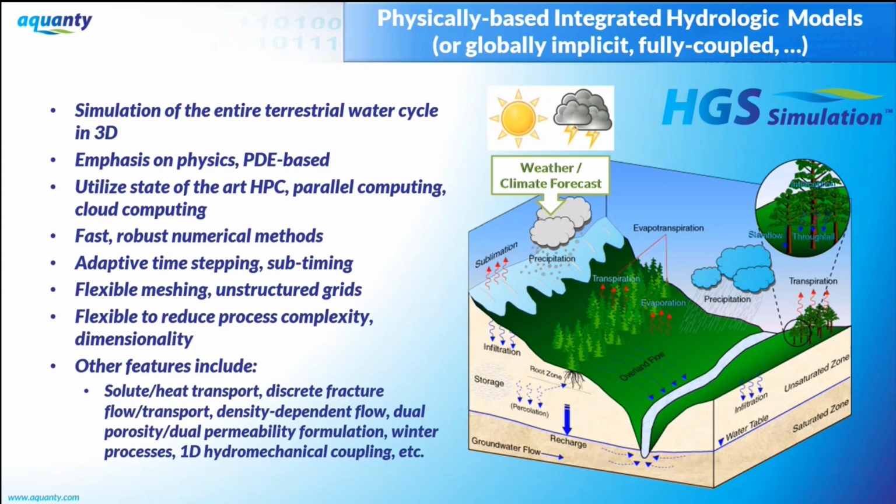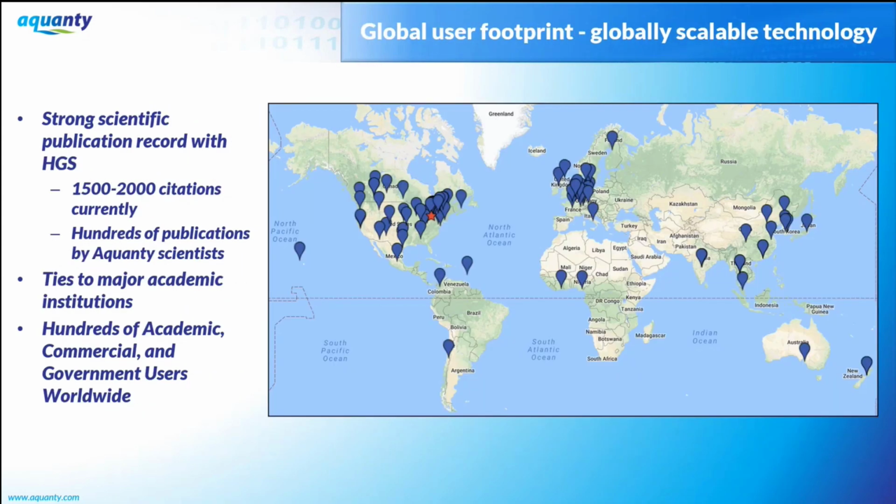It can accommodate solute transport, heat transport, discrete fracture networks, density-dependent flow, saltwater intrusion as an example, dual porosity, dual permeability formulation, winter processes, et cetera, et cetera. Next slide, please.